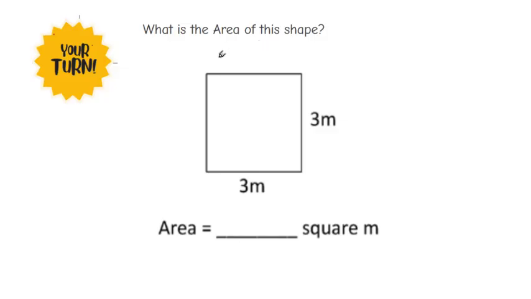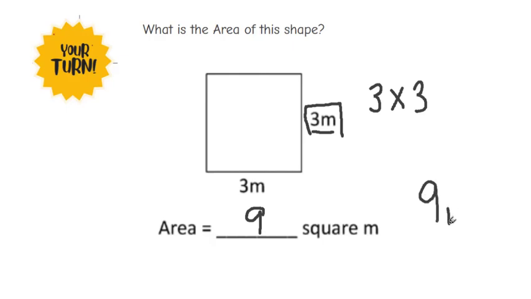Did you say that every square has 4 equal sides? If you did, you're absolutely right. So I could have given you just one side for the square, and knowing that information, you would have known to multiply 3 times 3. And you also know it's 9. The area for the square is 9 square meters, or 9 meters squared. You did a great job.